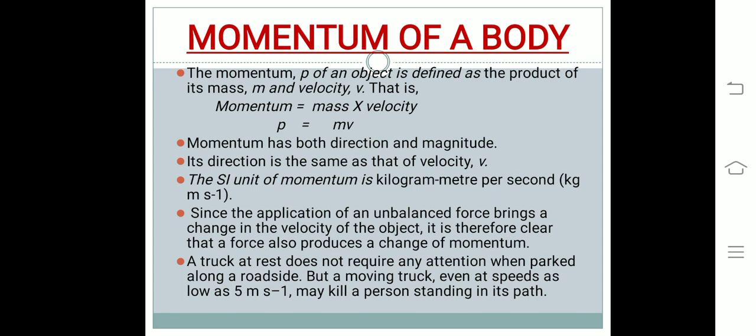For example, a truck at rest does not require any attention when parked along a roadside. But a moving truck, even at speeds as low as 5 meters per second, may kill a person standing in its path. Why? Because the impact which is produced by the truck depends upon the mass as well as its velocity. Thus, a moving truck, even if it is moving with a low speed, may kill a person standing in its path.